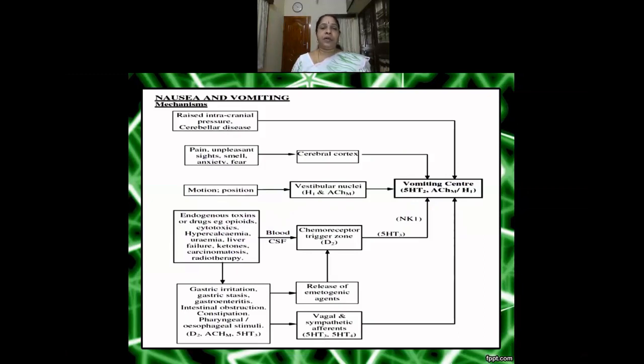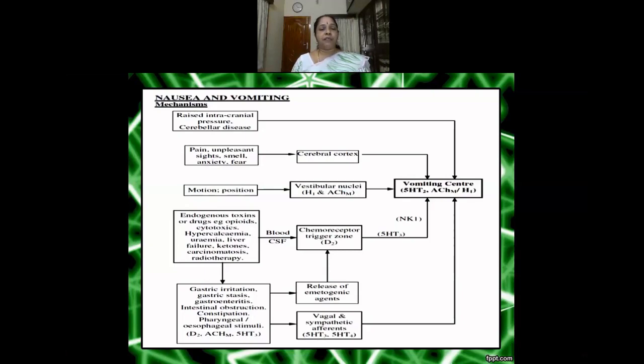Nausea is the feel of vomiting, and vomiting is very common, associated with different types of biochemical and hormonal changes that take place in the body. So this chart shows the various mechanisms that can lead to nausea and vomiting in an individual. Nausea can occur due to raised intracranial pressure. Intracranial pressure is the pressure inside the head. Intracranial pressure can cause nausea and vomiting.